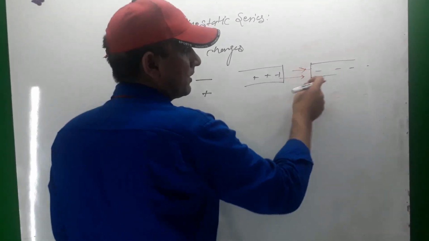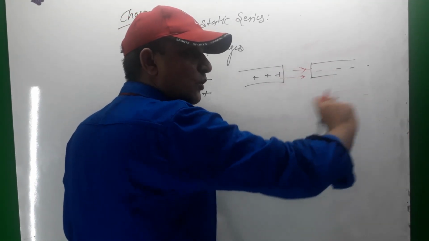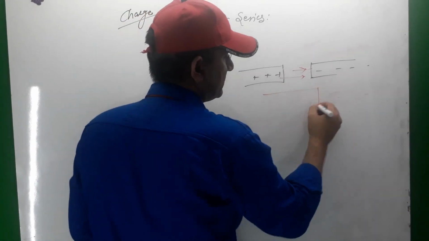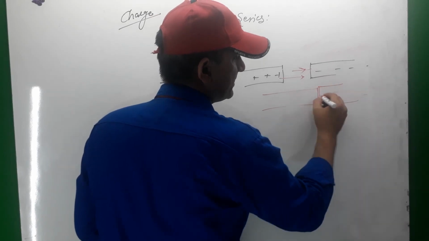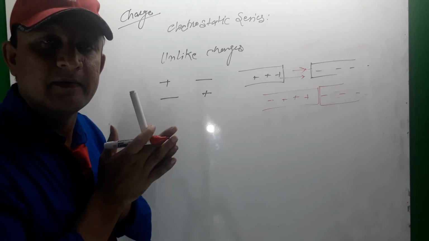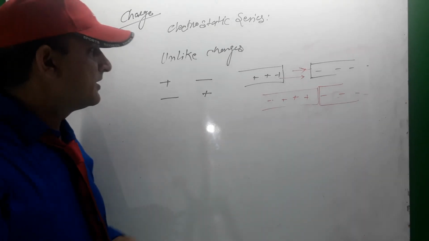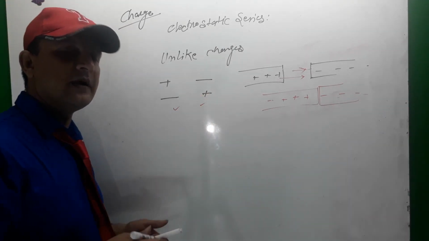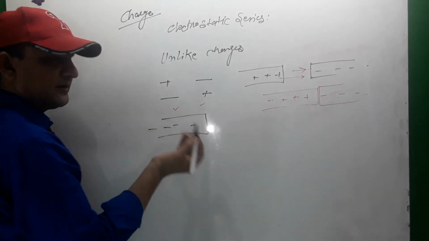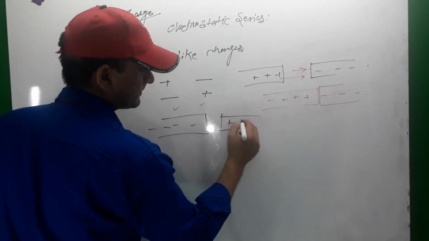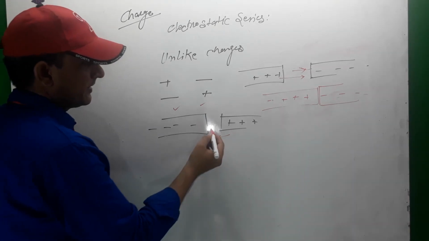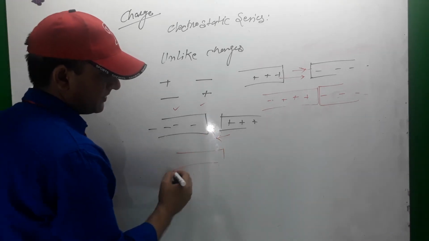So both are going in the same direction. You will notice that positive would have gone towards the negative. They have attracted. It is the negative charge. Take another example: negative here and positive here. What would they do? So what will happen?